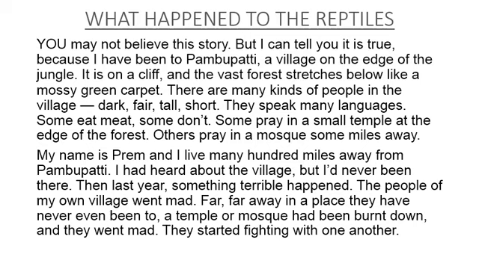So the story is told by Prem himself. He's saying that you may not believe the story, but I can tell you it is true because he has been to Pambupati, a village on the edge of the jungle. It is on a cliff. Cliff means a steep rock face, and the vast forest stretches below like a mossy green carpet. It is covered with a green carpet, that means green grasses. And he's saying that the village is 100 miles away, and he had heard about the village, but there were such terrible circumstances that the people of his own village went mad and they started burning mosque, temple, and fighting with one another. So people had to run from that place and they were running here and there, and in that way Prem had reached Pambupati. Okay, Pambupati is a village. Moving ahead.